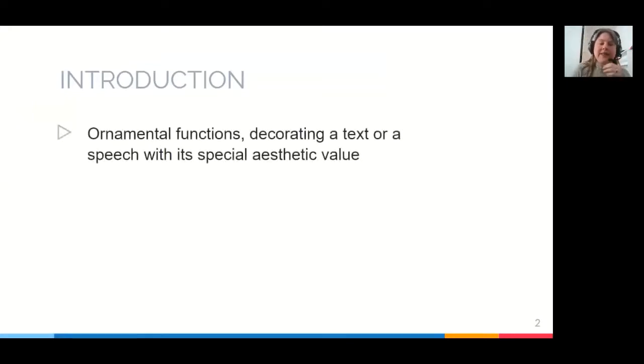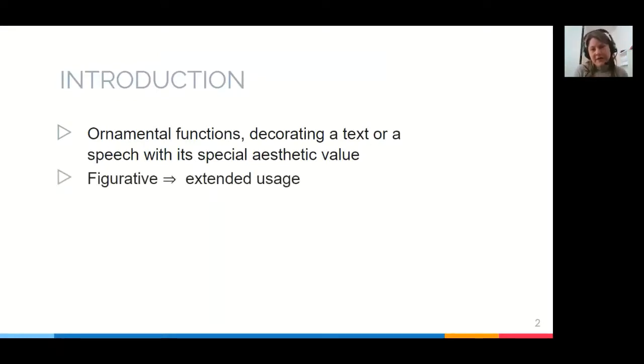What are the meanings of figurative language, figures of speech? They are said to have ornamental functions. They are always decorating a text or a speech in a special way and giving it aesthetic value. So they are usually considered to color the text, to make it more painted than just a simple narrative.